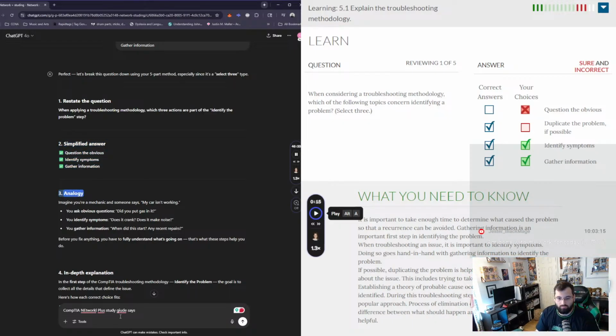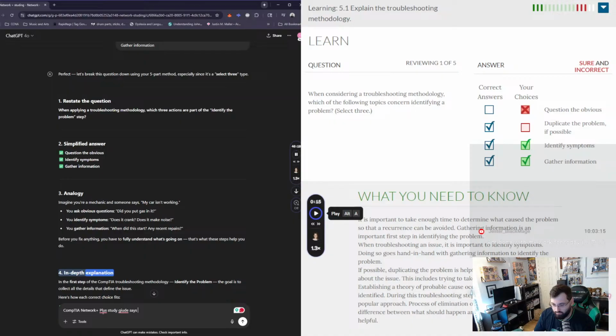3. Analogy. Imagine you're a mechanic and someone says, my car isn't working. You ask obvious questions. Did you put gas in it? You identify symptoms. Does it crank? Does it make noise? You gather information. When did this start? Any recent repairs? Before you fix anything, you have to fully understand what's going on. That's what these steps help you do.